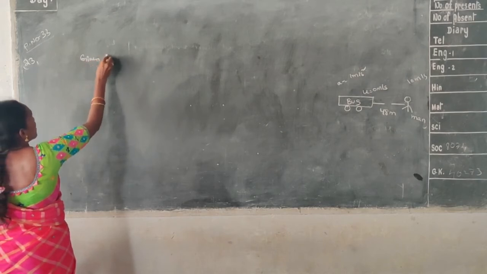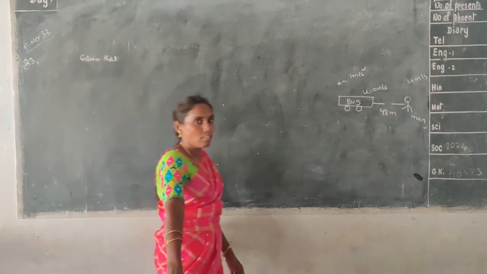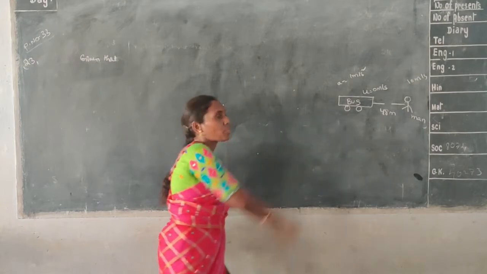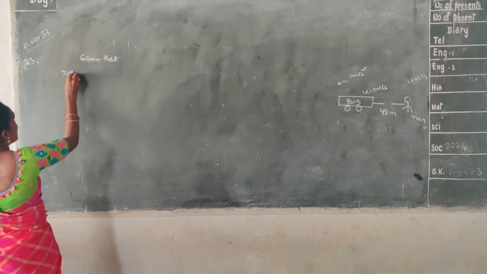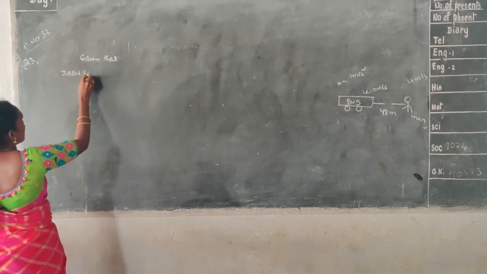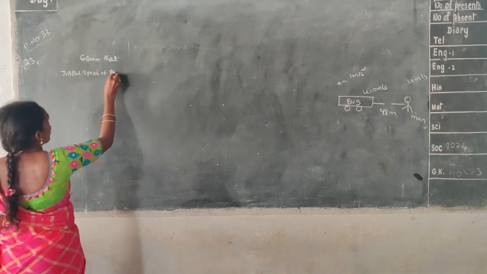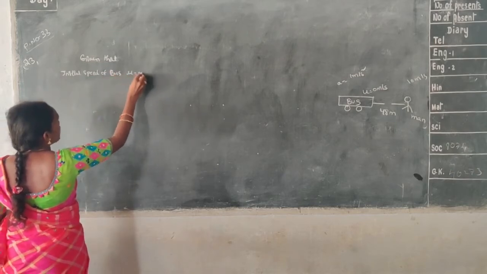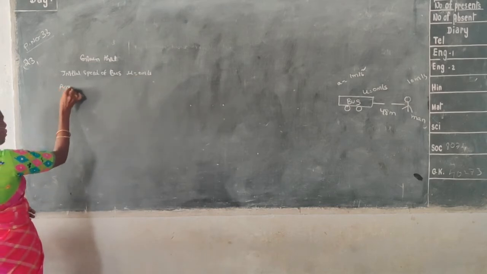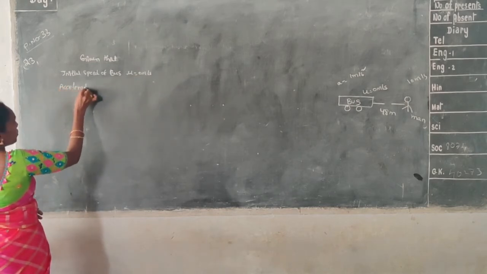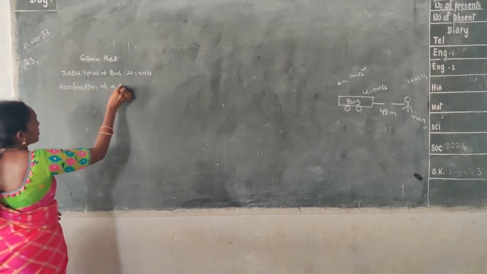Given that, this is the diagram regarding this problem. Now given that, the initial speed of the bus u is equal to 0 meter per second, moving with an acceleration of the bus.